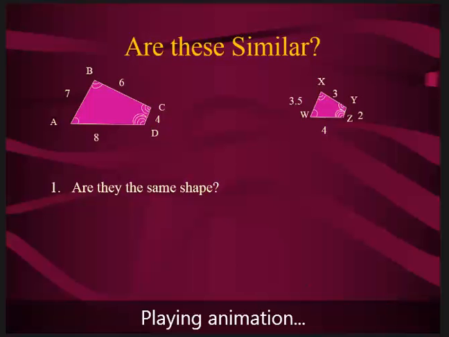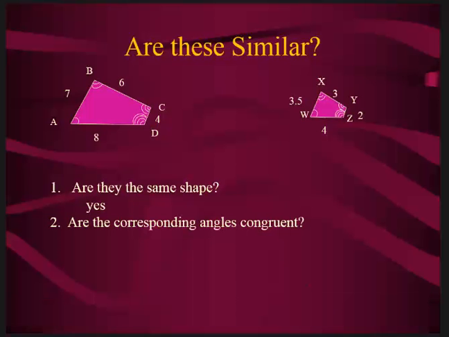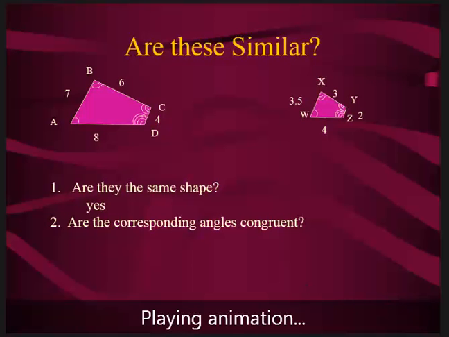So now we need to go a little farther and ask ourselves, are the corresponding angles congruent? We're either going to look for numbers or congruency marks. Again, the corresponding parts have to be congruent, so they have to be in the same position with the same congruency marks on them. 1 and 1, 2 and 2, 3 and 3, 4 and 4. So yes, our corresponding angles are congruent.